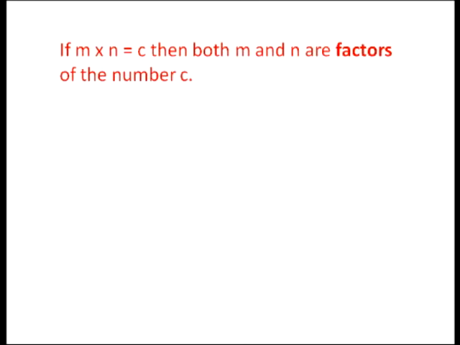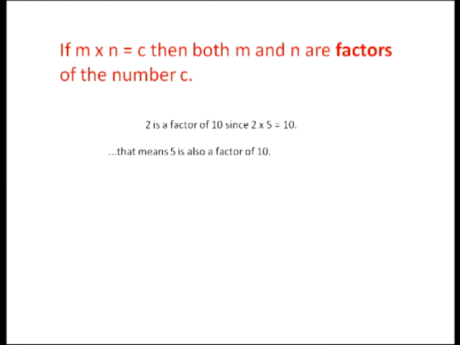Okay, let's read this together because I want to point out some things as I read this. If m times n, so m and n are two numbers, equals c, another number, then both m and n are factors of the number c. Okay, so what this basically means is that if you can multiply one number by another number to get some third number, then those two numbers you multiplied are factors. For example, 2 is a factor of 10 since 2 times 5 is 10. That also means that 5 is a factor of 10.